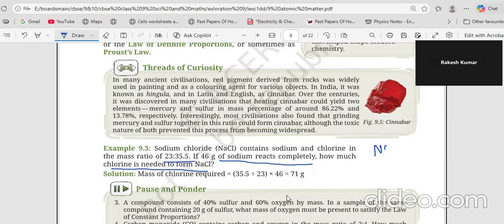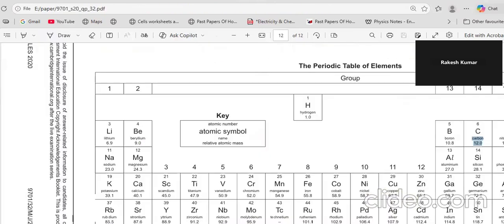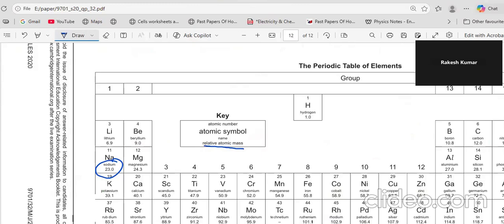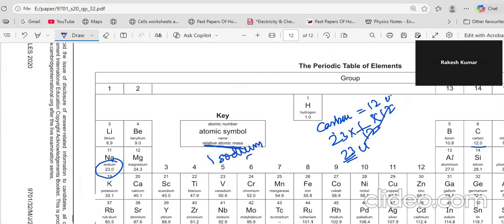You see, Na has a mass of, if you see here, Na is 23. Now, what is 23? It is relative atomic mass. What do you mean by relative atomic mass? It means with respect to 1/12 of carbon. You see, carbon is taken as 12 units. So, 23 means 23 into 1/12 of carbon. That means 23 units. So one sodium atom is 23 units.